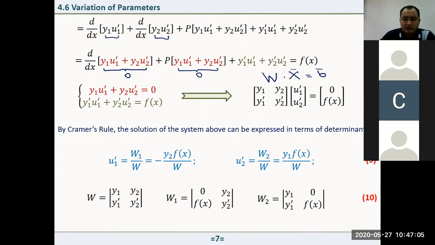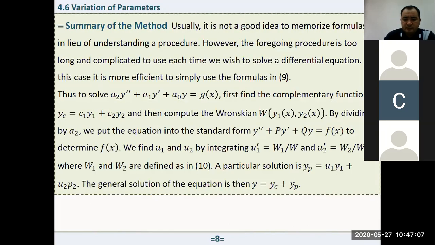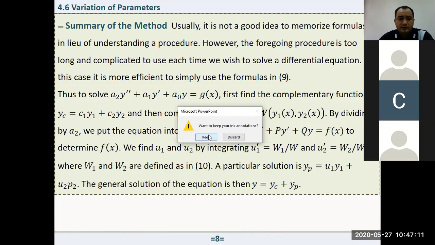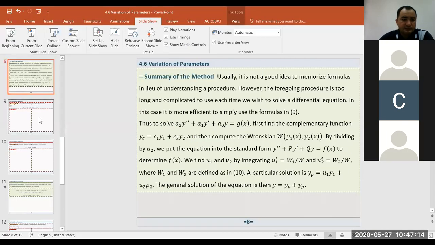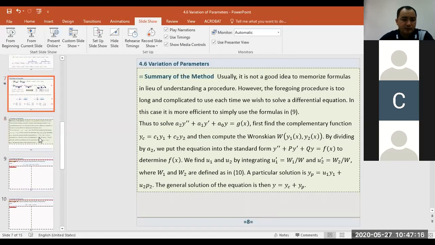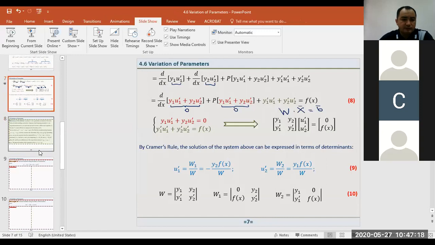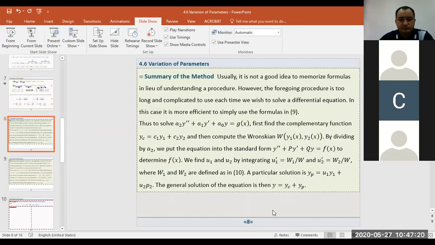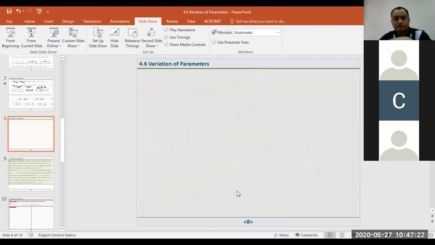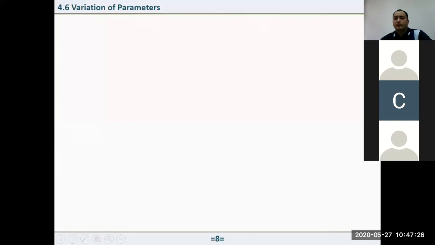Maybe I need one empty slide here. Where is it? Where are we now? Here. Okay. All right.